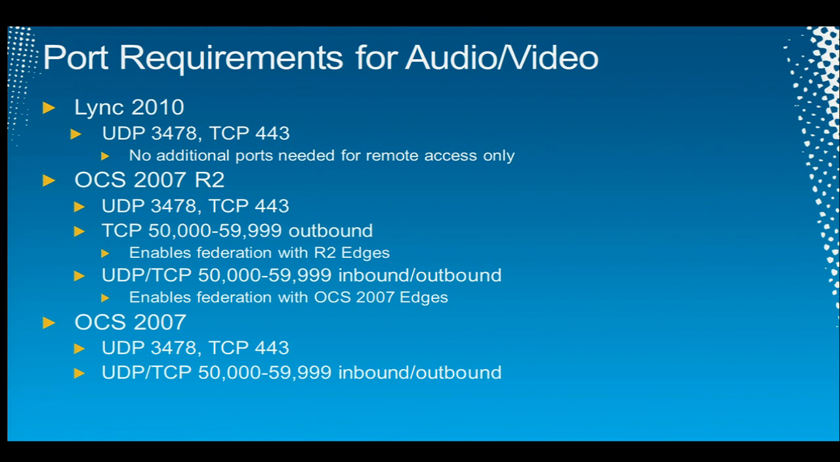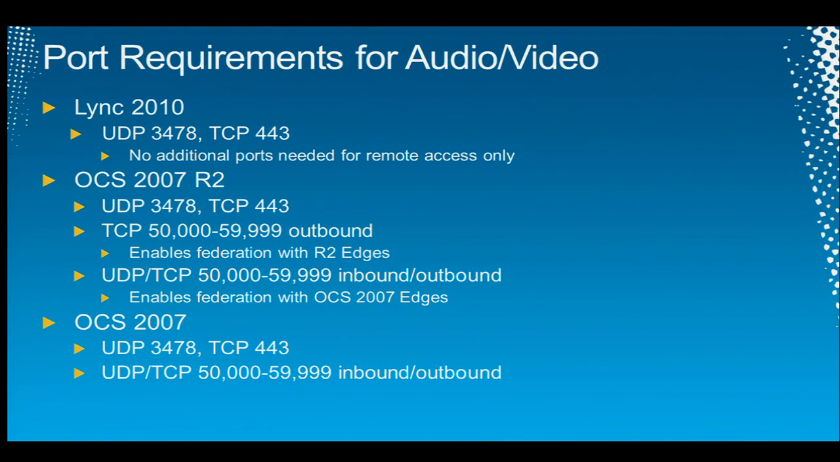So in R2, again, 3478 needed to be open, as well as TCP 443. But the ports 50,000 to 59,999 only needed to be open for outbound. That meant your Edge server needed to be able to establish an outbound connection through your firewall on those ports. Incoming inbound traffic did not need access to it, for R2. However, if you want to do federation with a down-level client or down-level Edge server, then you still needed to open those ports. In Lync Server, we've closed that down. You only need UDP port 3478 and TCP port 443. So no additional ports are needed for remote access.